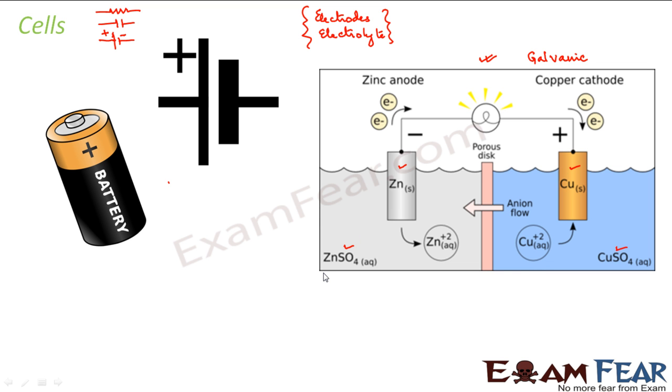So normally in any cell, you have an electrolyte and you have electrodes. The presence of electrodes and electrolyte is general to any kind of cell. Now let me come to the specific discussion on this galvanic cell. In this cell, you see it has two electrodes: one is a zinc electrode and the other is a copper electrode, right? And the electrolyte is zinc sulfate and copper sulfate solutions, right?